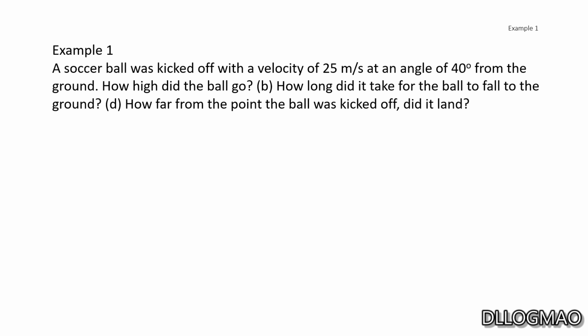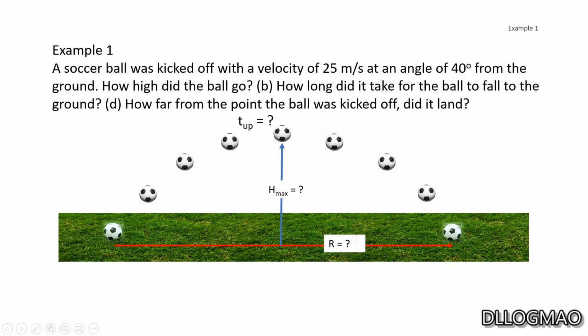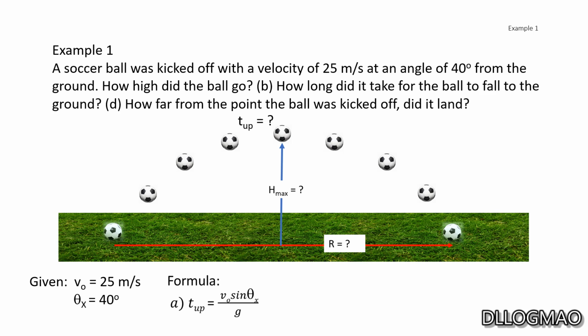The illustration shows the trajectory of the ball. The quantities required in the problem are t sub up, h sub max, and r. The given information from the problem: initial velocity v sub 0 is 25 meters per second, and the angle of launch theta sub x is 40 degrees. The formulas to solve the unknown quantities are: A, the time to reach the maximum height. Time sub up equals the ratio of v sub 0 sine theta sub x and g.